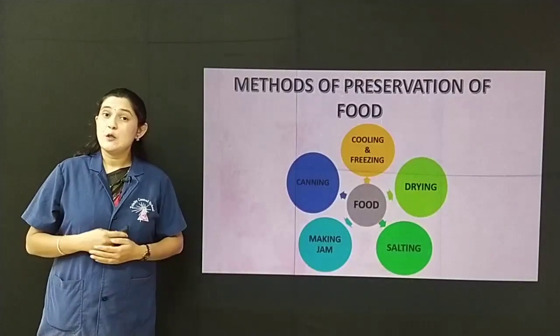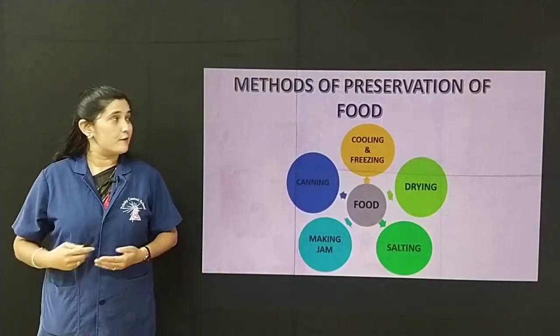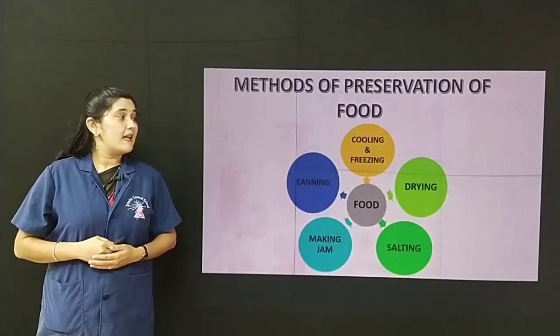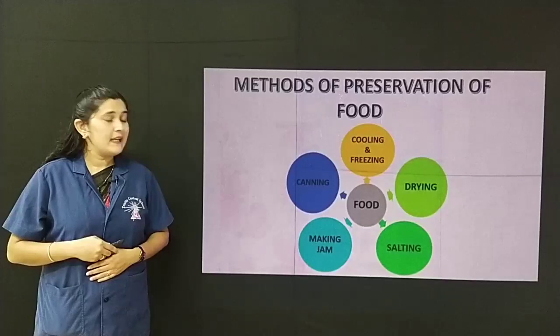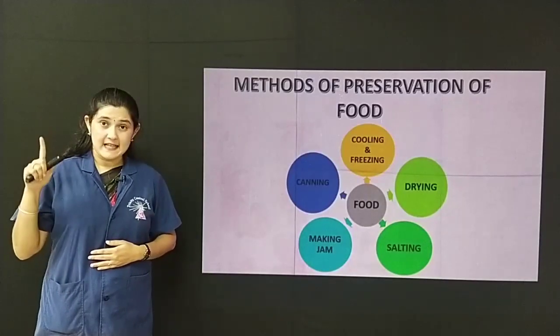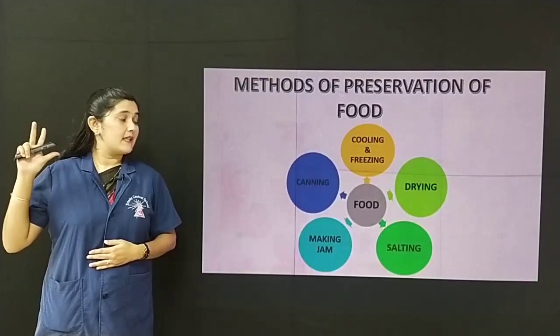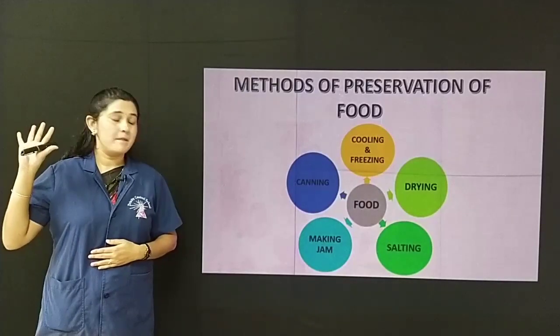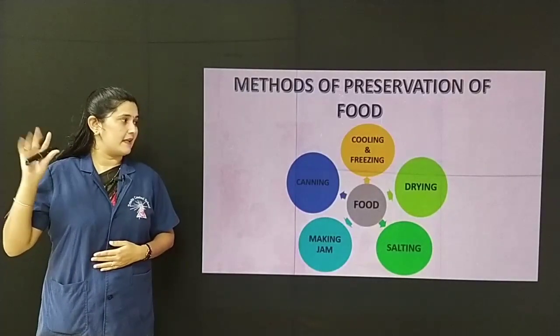So then you learnt about care for food. That are the different methods of preservation of food. The first is cooling and freezing. The second is drying. The third is salting. Fourth is making jam and fifth is canning.